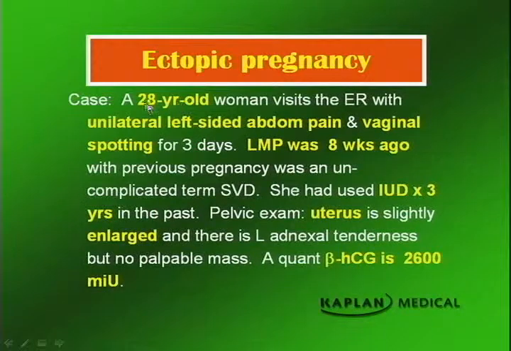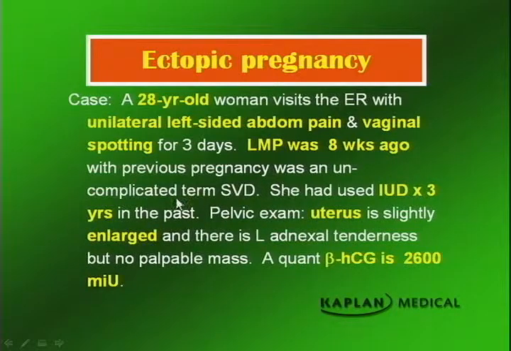Here's our case. A 28-year-old woman visits the emergency department with unilateral left-sided abdominal pain. I want you to notice unilateral pain. If it's bilateral pain, what do you think of? PID. Unilateral pain, you think ectopic. So she has pain. Number 2, she's got vaginal spotting. So she's got bleeding for 3 days. So we have pain, bleeding, and her last menstrual period was 8 weeks ago. Amenorrhea. When you have those 3 things, pain, bleeding, amenorrhea, your presumptive diagnosis must be ectopic pregnancy until ruled out.